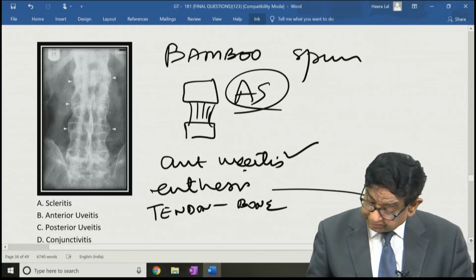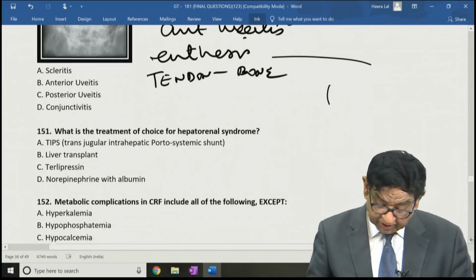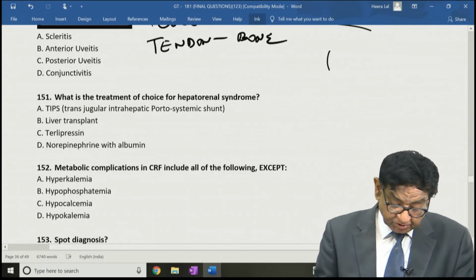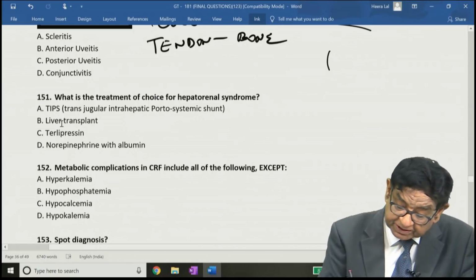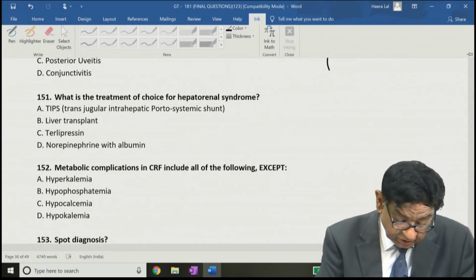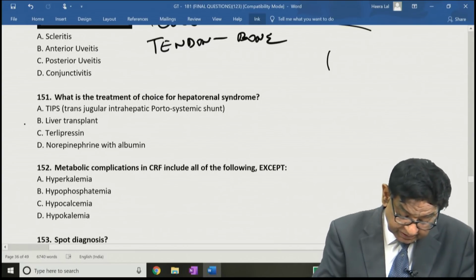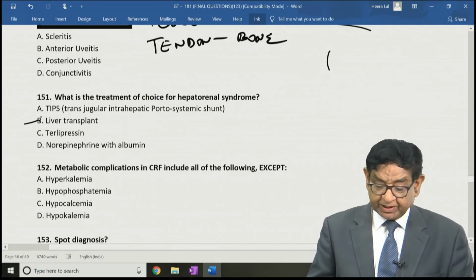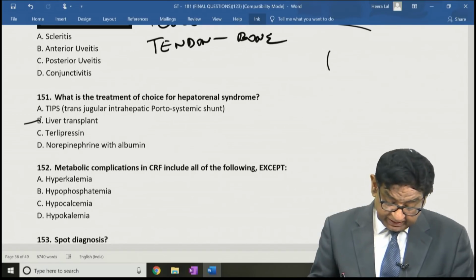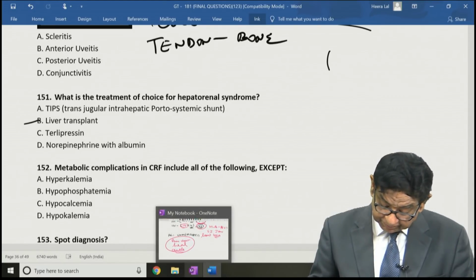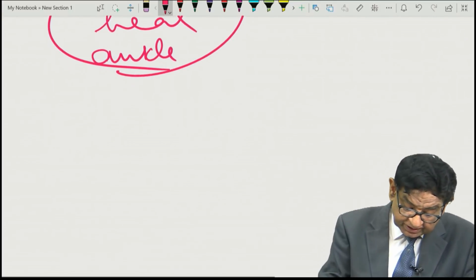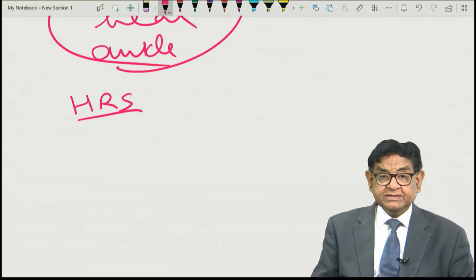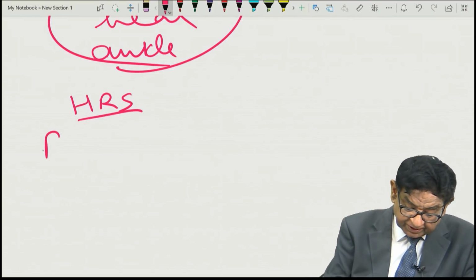Now we talk about question 151. What is the best treatment for hepatorenal syndrome? The answer is liver transplantation. Okay. Why liver transplantation? And this you will never understand unless you know the basic concept about hepatorenal syndrome. Well, hepatorenal syndrome is a type of functional renal failure.